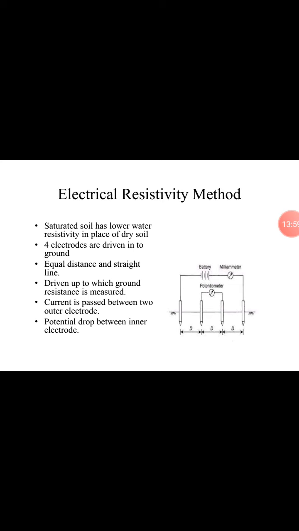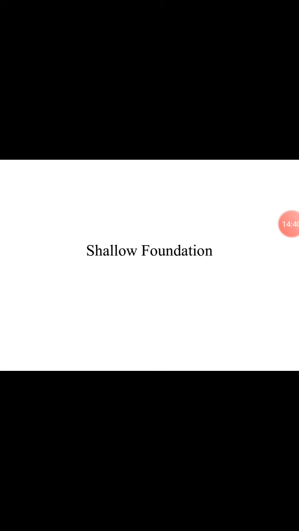Next is the electrical resistivity method. Saturated soil has a lower resistivity than dry soil. Four electrodes are driven into the ground at equal distances, and all the electrodes are in a straight line. Ground resistance is measured: current is passed between the two outer electrodes, and the potential drop is measured between the inner electrodes. In the inner two electrodes, a potentiometer is fixed, and in the outer two electrodes, a battery is fixed.